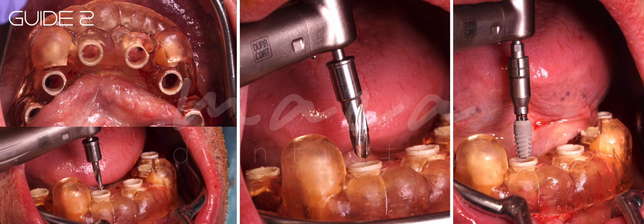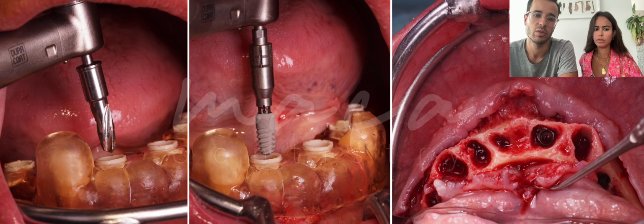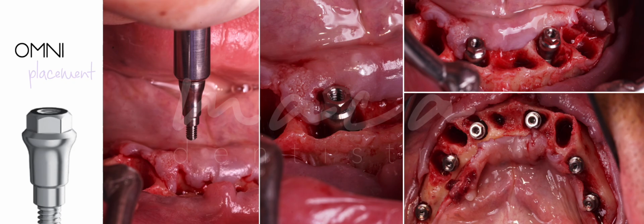Then the first guide was removed, all teeth but the canines were extracted, and the second guide was seated and used to place the implants on the anterior and left premolar region. We also made some bone regularization, and after the implant placement we placed OMNI abutments with 25 newtons of torque and sutured.